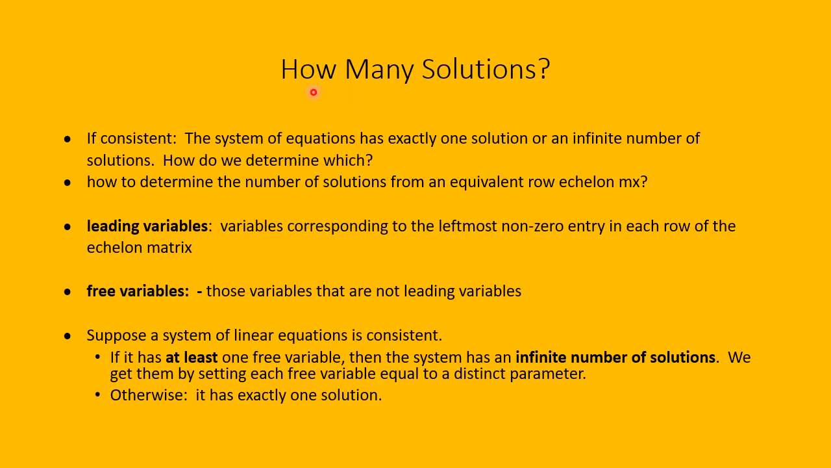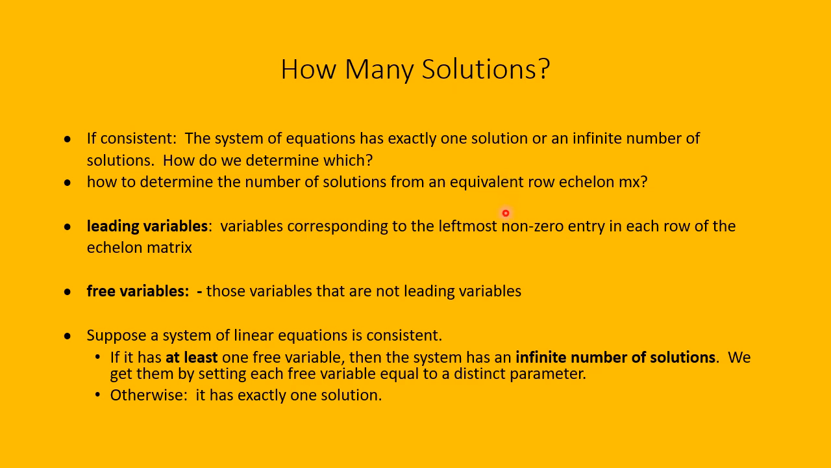If we have a system of linear equations, algebraic equations, how many solutions can that system have if it is consistent? Well, we know that if the system of equations is consistent, then it has either exactly one solution or an infinite number of solutions. How do we determine which? So how can we determine the number of solutions to a system of equations by using an equivalent row echelon matrix, equivalent to the augmented matrix for that system of equations?